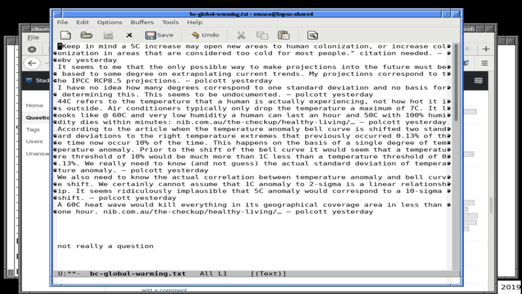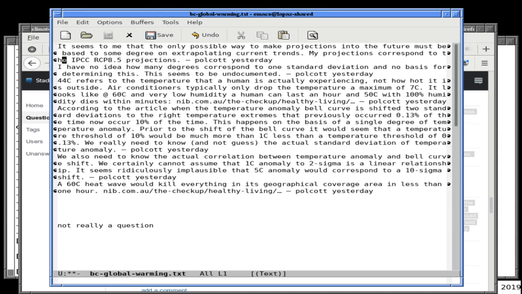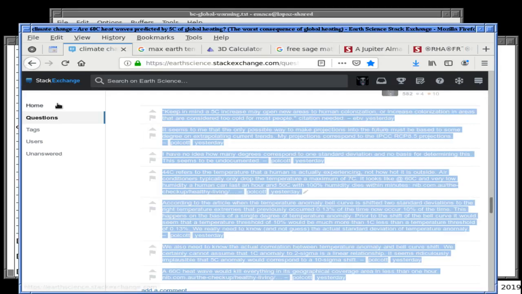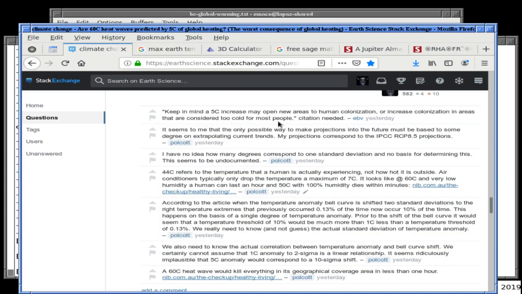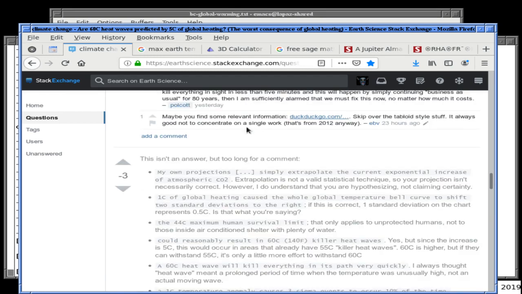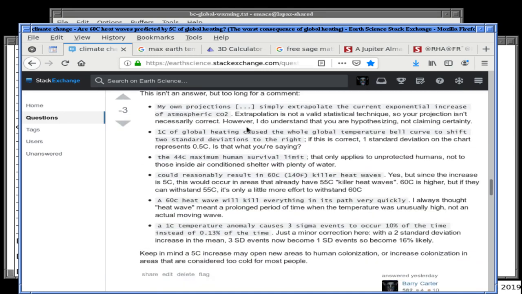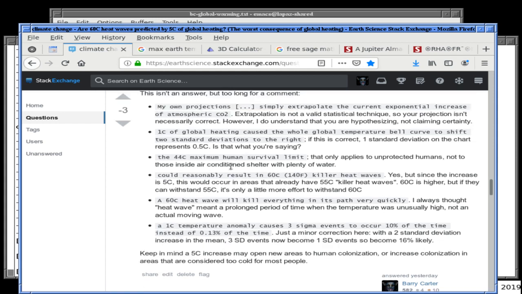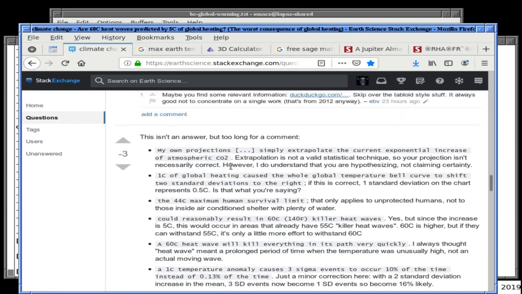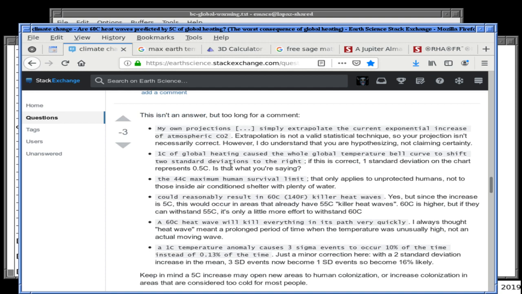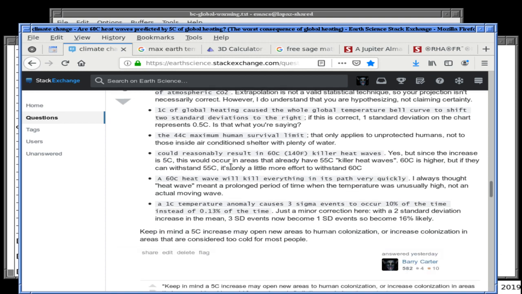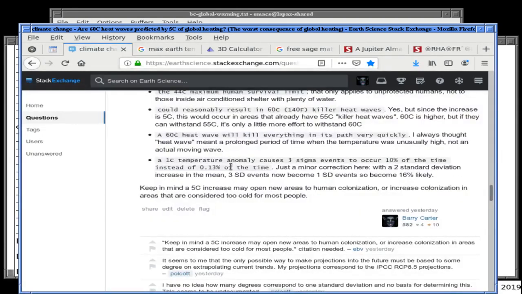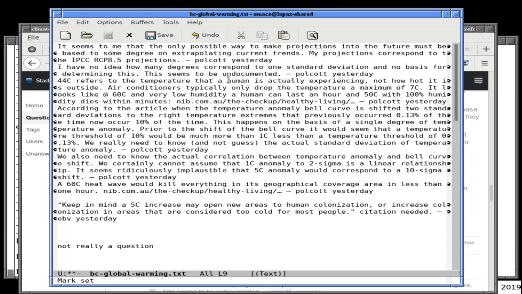Okay, so first of all, EBV points out that 5 degrees Celsius, and I probably should have said 10 degrees Celsius, may open areas to human colonization that are in areas that are considered too cold for people. I did say, here it is, it's my last sentence. It's not even a bullet point. All right, let's go ahead and answer this. He wants a citation.